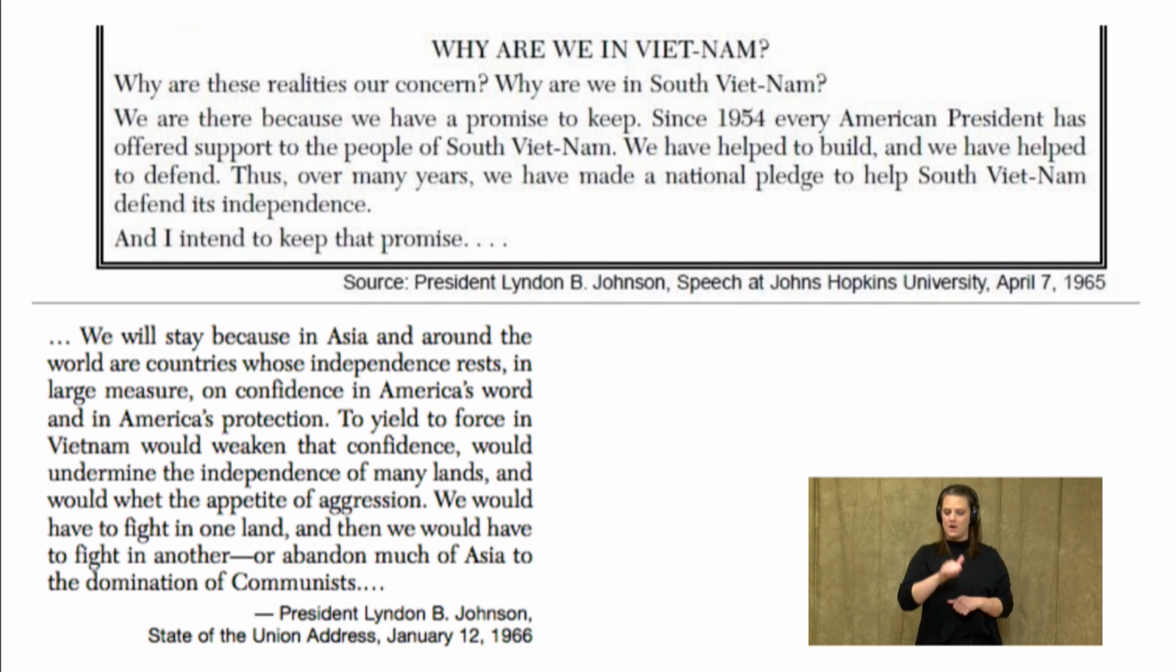If you look down at the bottom document, here's where he speaks on containment. He says, we will stay because in Asia and around the world are countries whose independence rests in large measure on confidence in America's word and in America's protection. To yield to force in Vietnam would weaken that confidence, would undermine the independence of many lands, and would whet the appetite of aggression. We would have to fight in one land, and then we would have to fight in another, or abandon much of Asia to the domination of communists. So again, this is the president saying that it is essential that we contain communism, and that is our ultimate goal, is containment as a foreign policy.